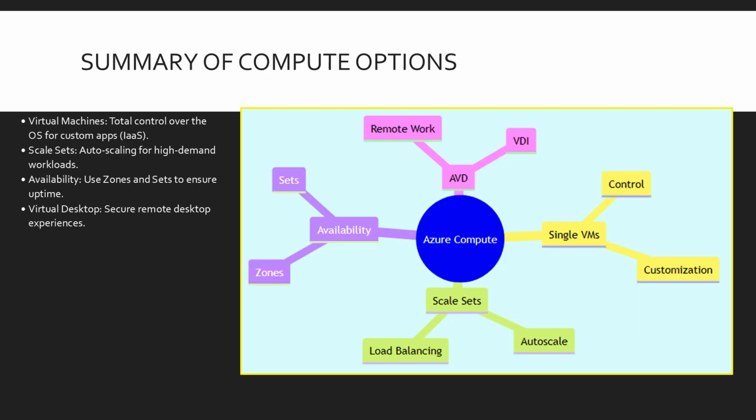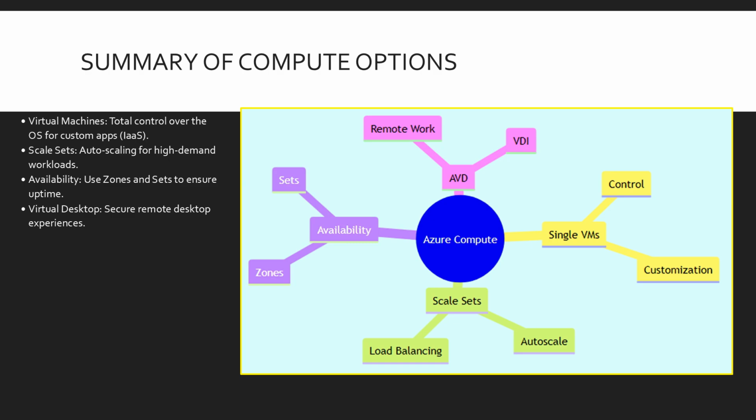To summarize, Azure provides flexible virtual machine options to meet diverse needs. You use standard virtual machines when you need total control over the operating system and environment. You use virtual machine scale sets when you need to manage identical VMs that auto-scale with demand. You rely on availability zones and sets to protect against hardware failures. And finally, you use Azure Virtual Desktop to deliver secure remote work experiences.